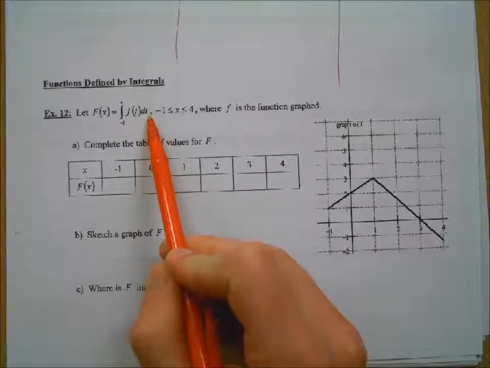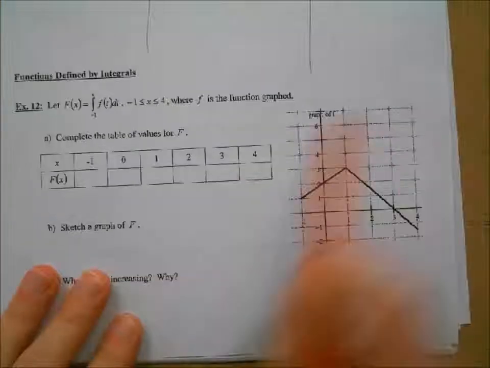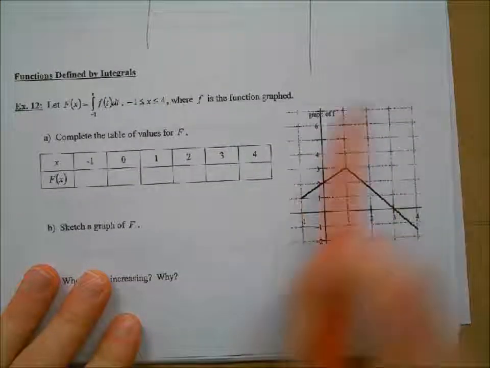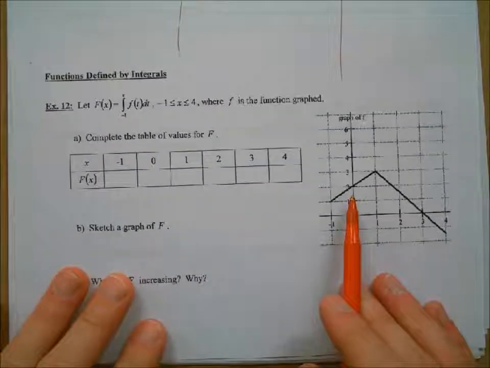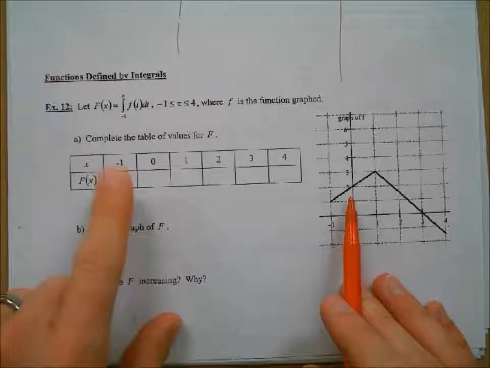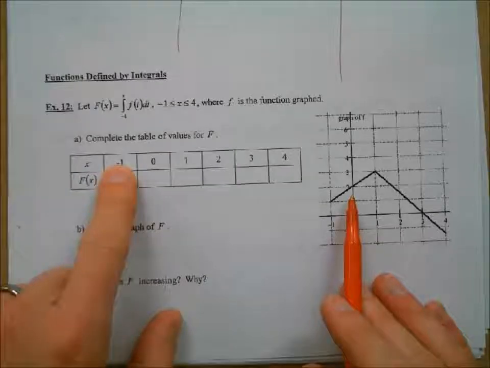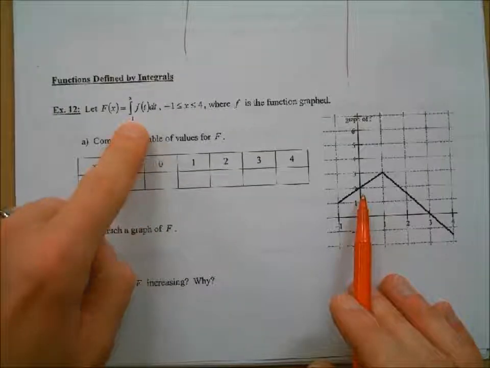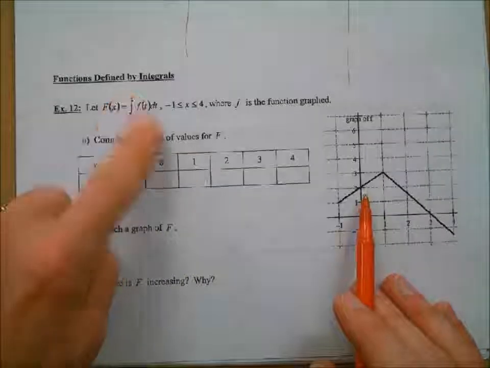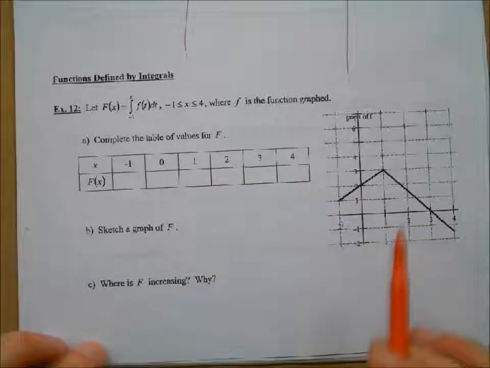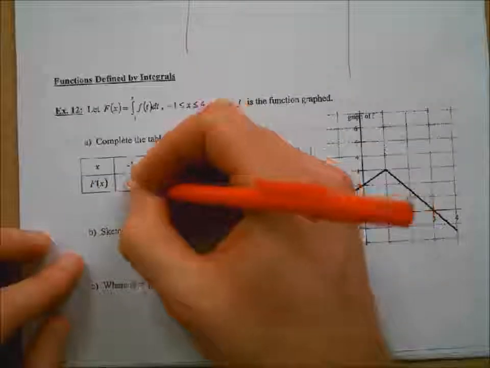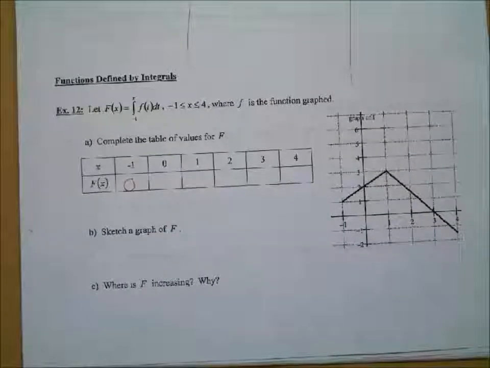What do we know about lowercase f? We have its graph right here. This is the graph of lowercase f. So when I evaluate capital F at -1, that means I'm going to do the integral from -1 to -1 of this function right here. What's that answer going to be? 0, because we're integrating from -1 to -1. That's an easy one to do, right? No problem.